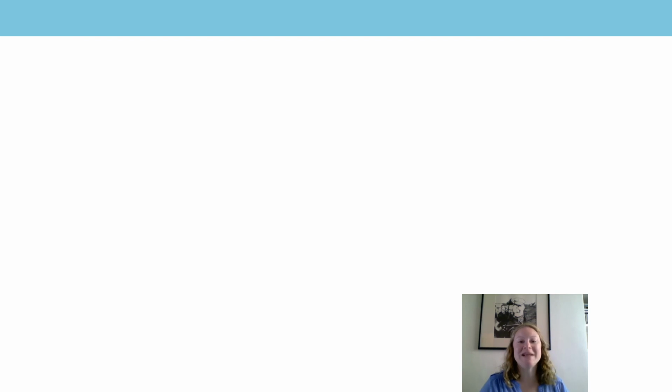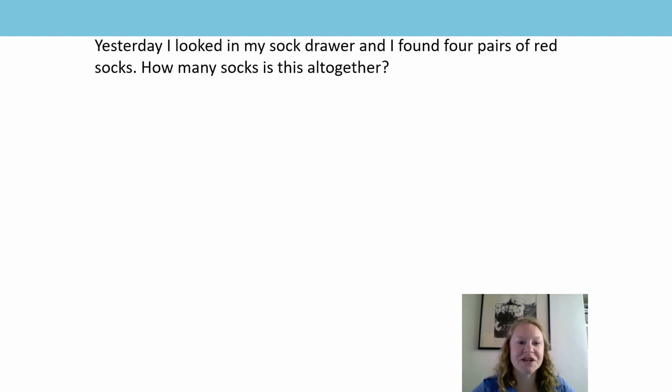You've been so brilliant at this that we're going to try now using some of these ideas to help us with some word problems. So here is our first problem. Yesterday, I looked in my sock drawer and I found 4 pairs of red socks. How many socks is this all together? So can you remember what a pair is? How many socks in a pair?